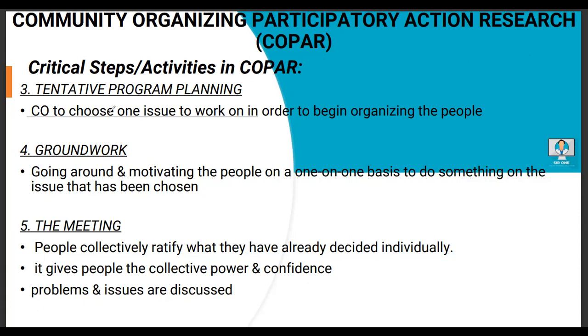So, tentative program planning, like, community organizing or organizer to choose one issue to work on in order to begin organizing the people. This problem is yours, you take this one, you take that one, say there are 10 problems, you assign them. And then groundwork, going around and motivating the people on a one-on-one basis to do something on the issue that has been chosen. Okay, do you see, besides money, what other problems do you have? Like that. And then the meeting, people collectively ratify what they have already decided individually.